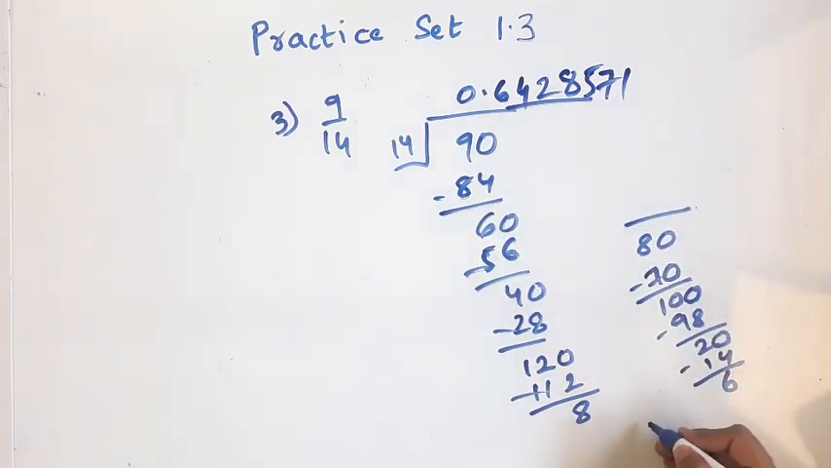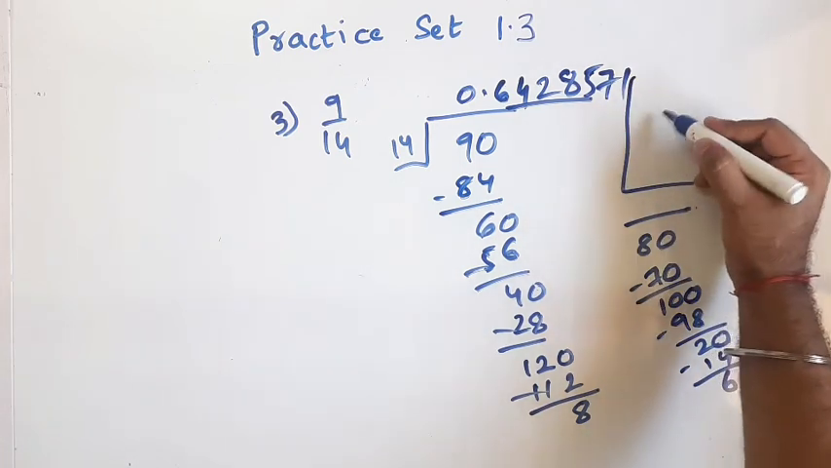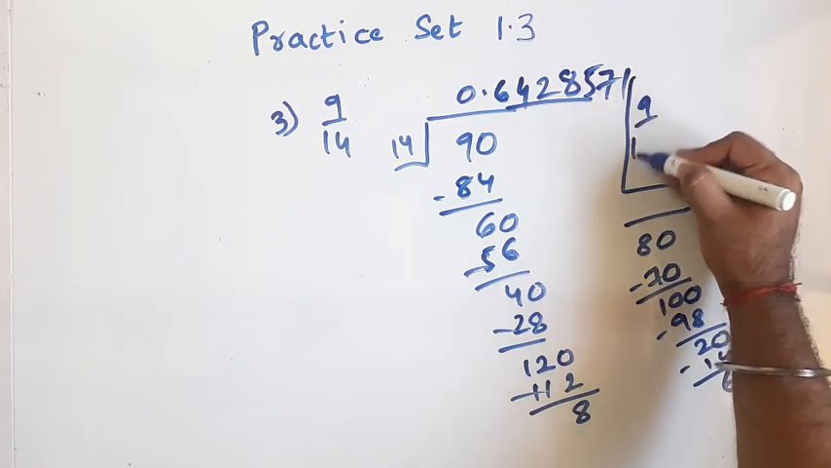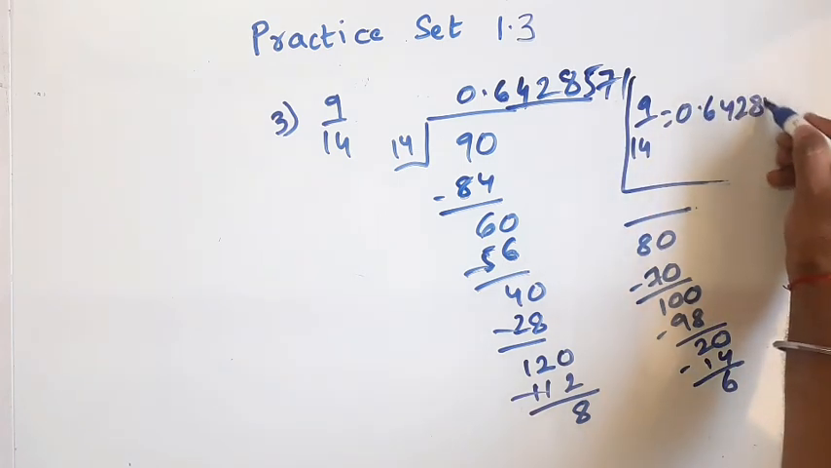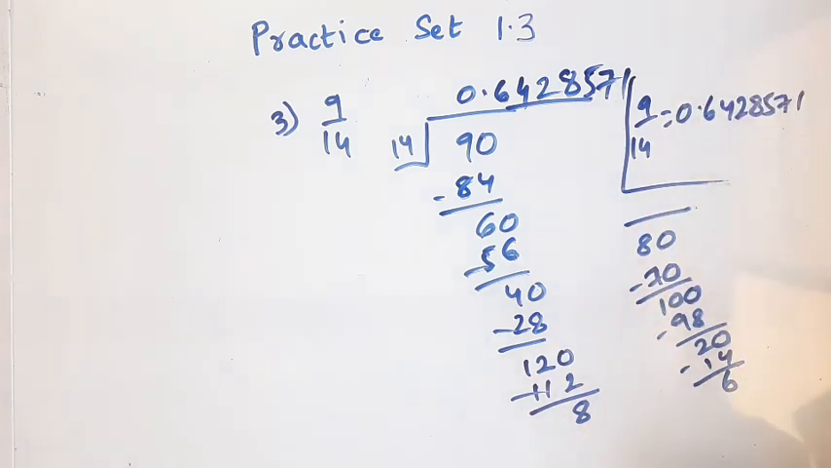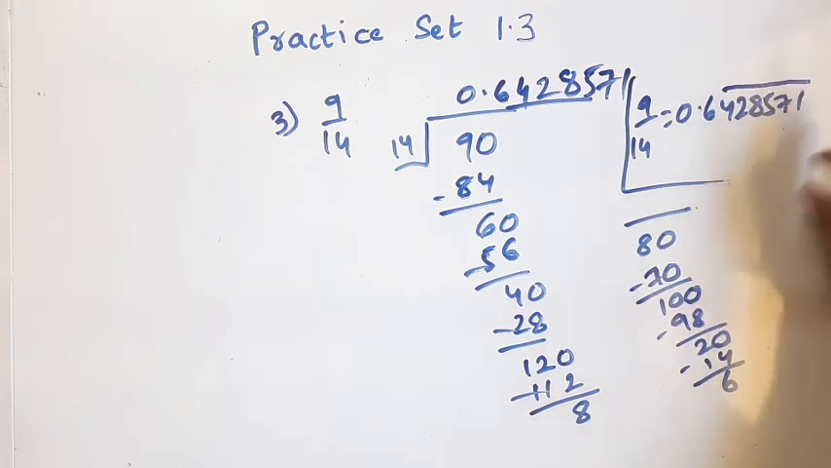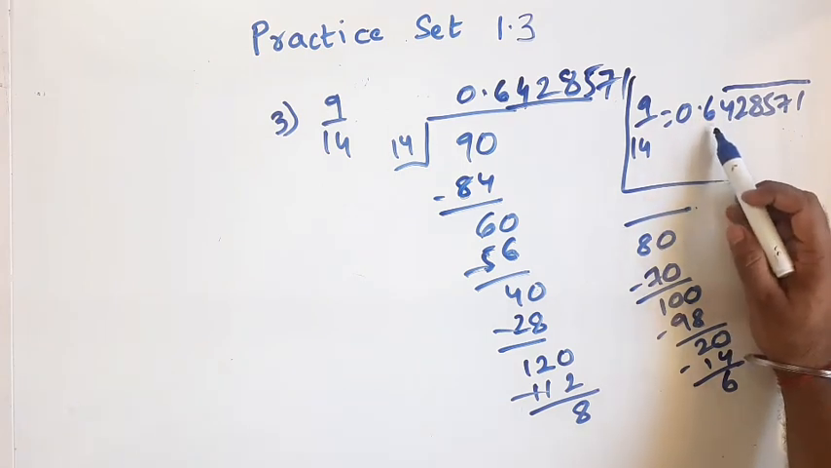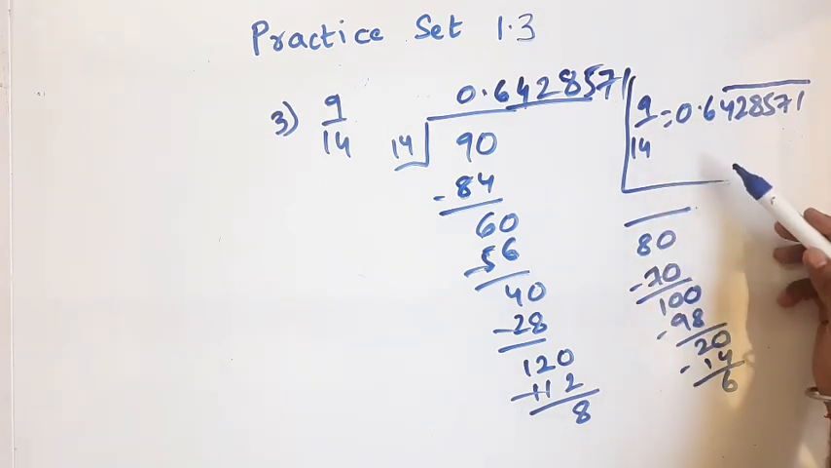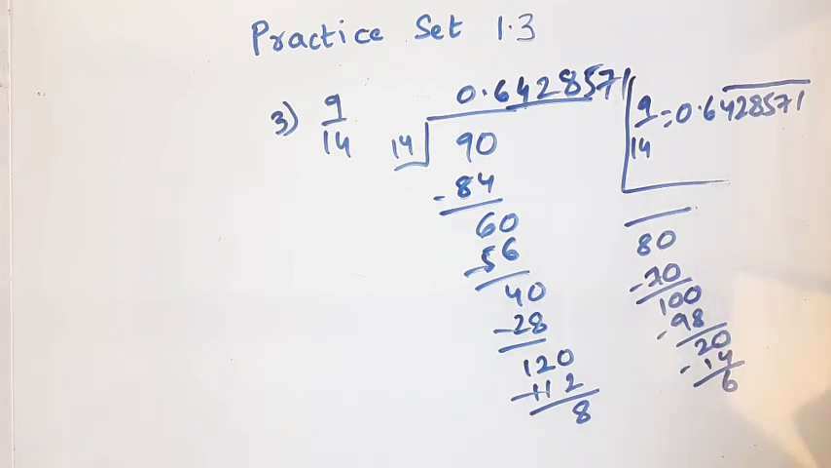So how will you write the answer? Just see, I'll write the answer for you. That is 9 upon 14 equals 0.6428571. Of this only this portion is recurring, so you will not put the bar sign on 6, because 6 is not recurring. Understood? Then we'll move on to the fourth one.